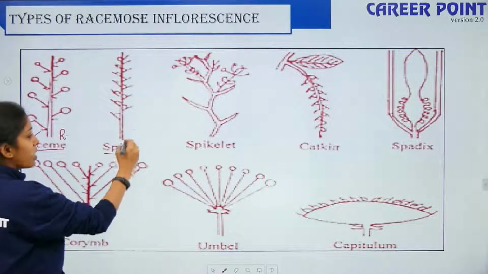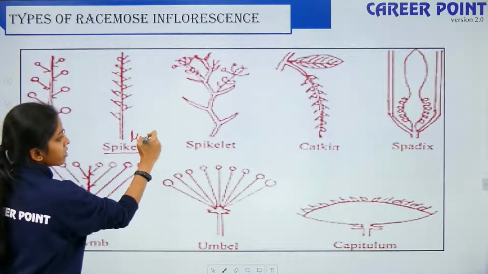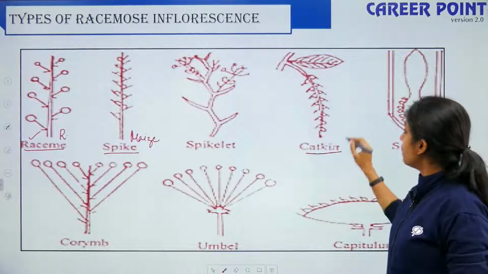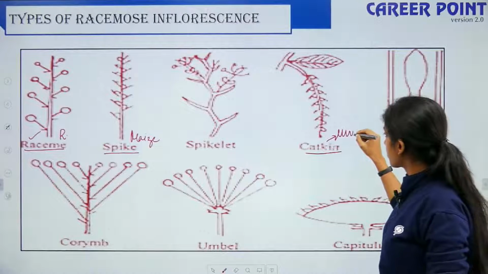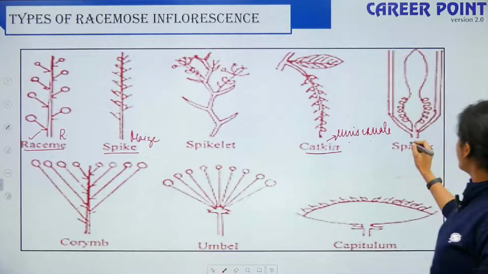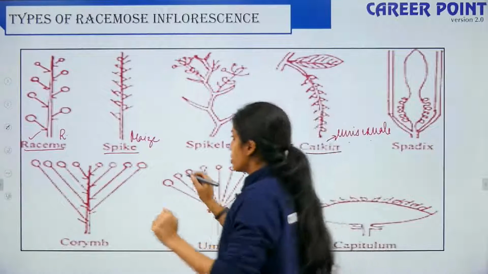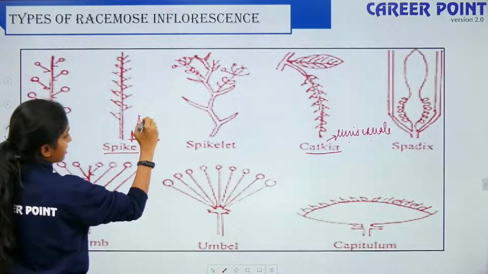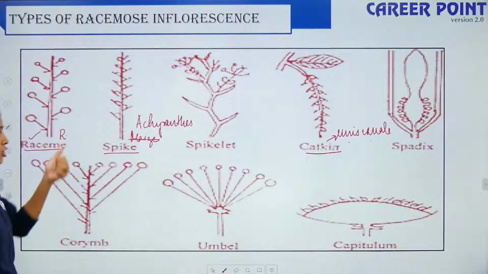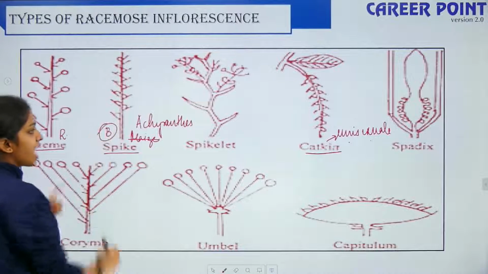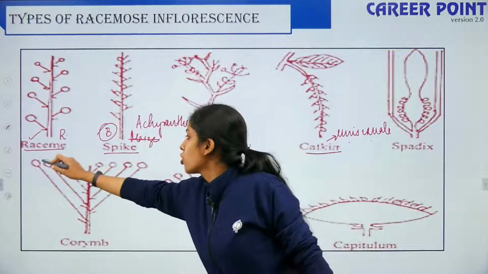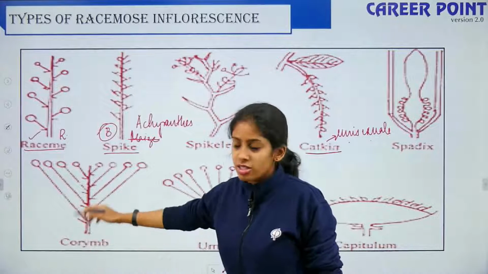Okay. So this is spike. The example of spike we will remember as maize. Then it is your spikelet, you can leave this. Then it is catkin type of inflorescence. The flower is unisexual. So this is your catkin type. I am sorry, for spike we will remember Achyranthes. So your spike and your catkin are opposite. This has bisexual flowers, this has unisexual flowers, and this is your Spadix and this is corymb. So corymb is where all the flowers are at the same level, right? So this is your cauliflower.